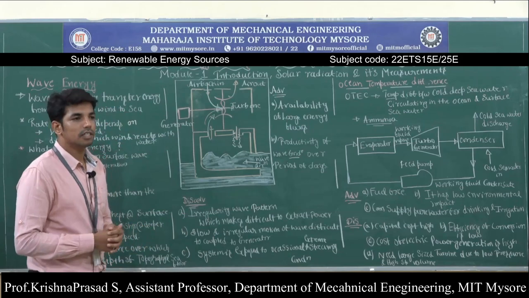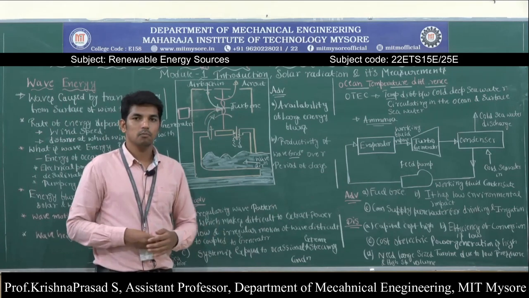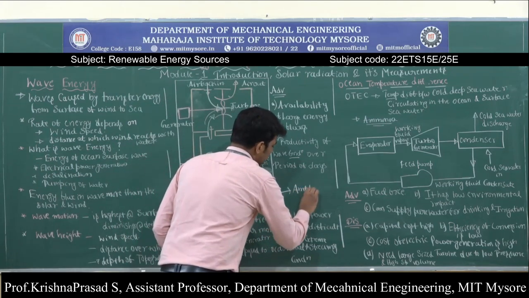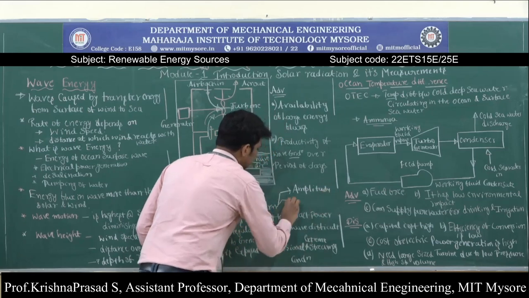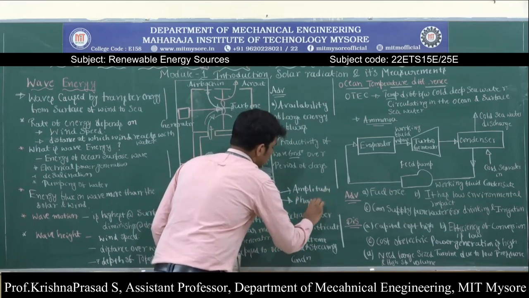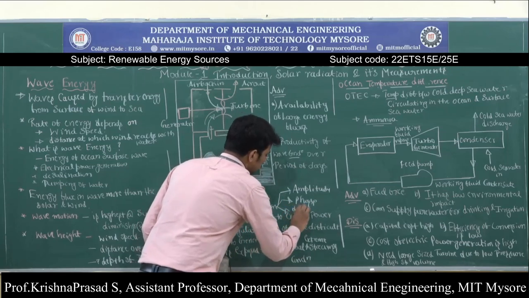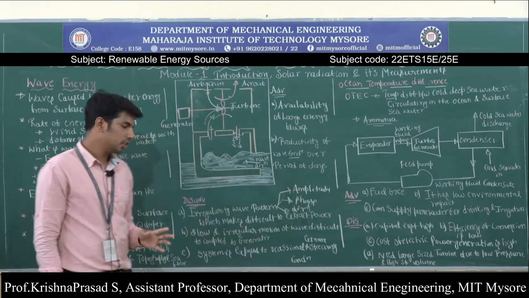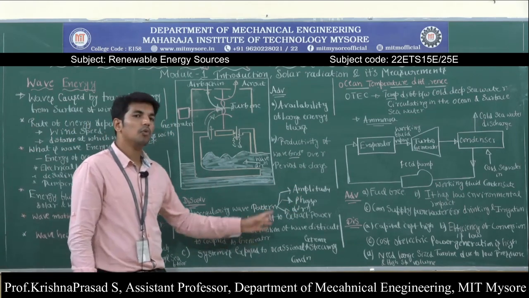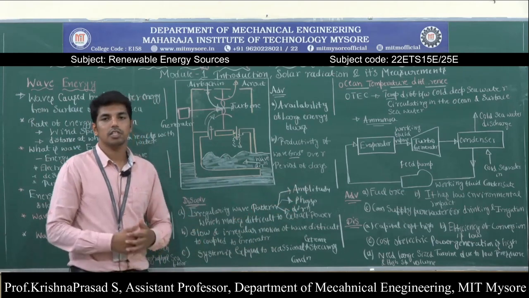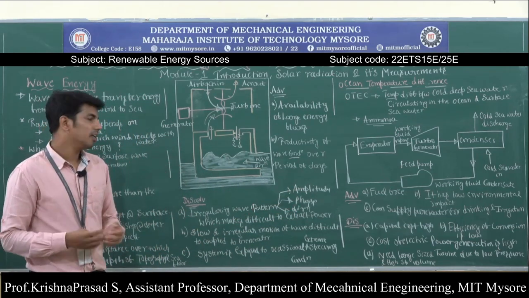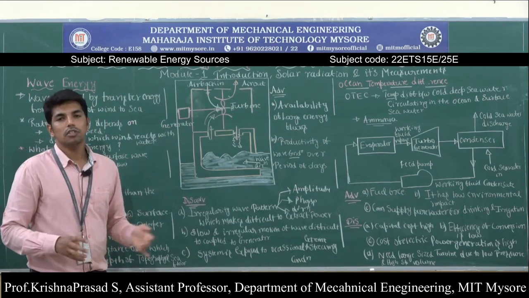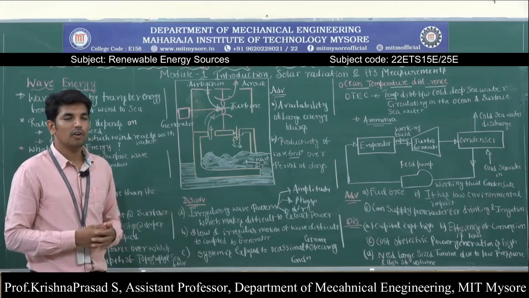Then what are the disadvantages? Irregularity of wave pattern. That means irregularity of wave pattern in terms of amplitude, phase, and also direction, which makes it very difficult to produce constant electrical power generation. The wave varies with different amplitude, phase, and direction. That's why it is very difficult to extract constant electrical power generation with the wave power plant.